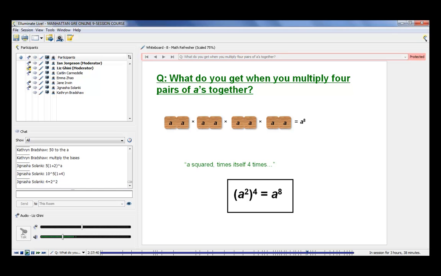What about if I have a negative exponent? Let's make this more fun. What does a to the negative 8 mean? What does that mean? What about negative exponents? Yeah, 1 over a to the 8th. Yeah, Caitlin and Emma. Jane, I think you made a typo. Okay. What about fractional exponents?